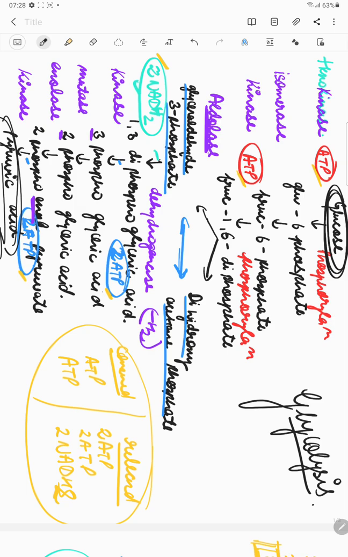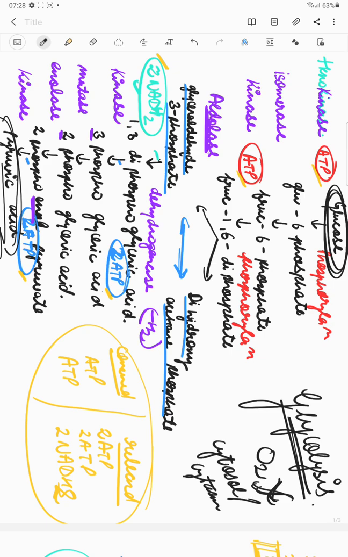In this process, glucose is partially oxidized into pyruvic acid, and in the process of glycolysis, no oxygen is required. This process occurs in the cytosol, or you can call it the cytoplasm of the cell. Glycolysis is a chain of 10 reactions. I will be quickly telling you.